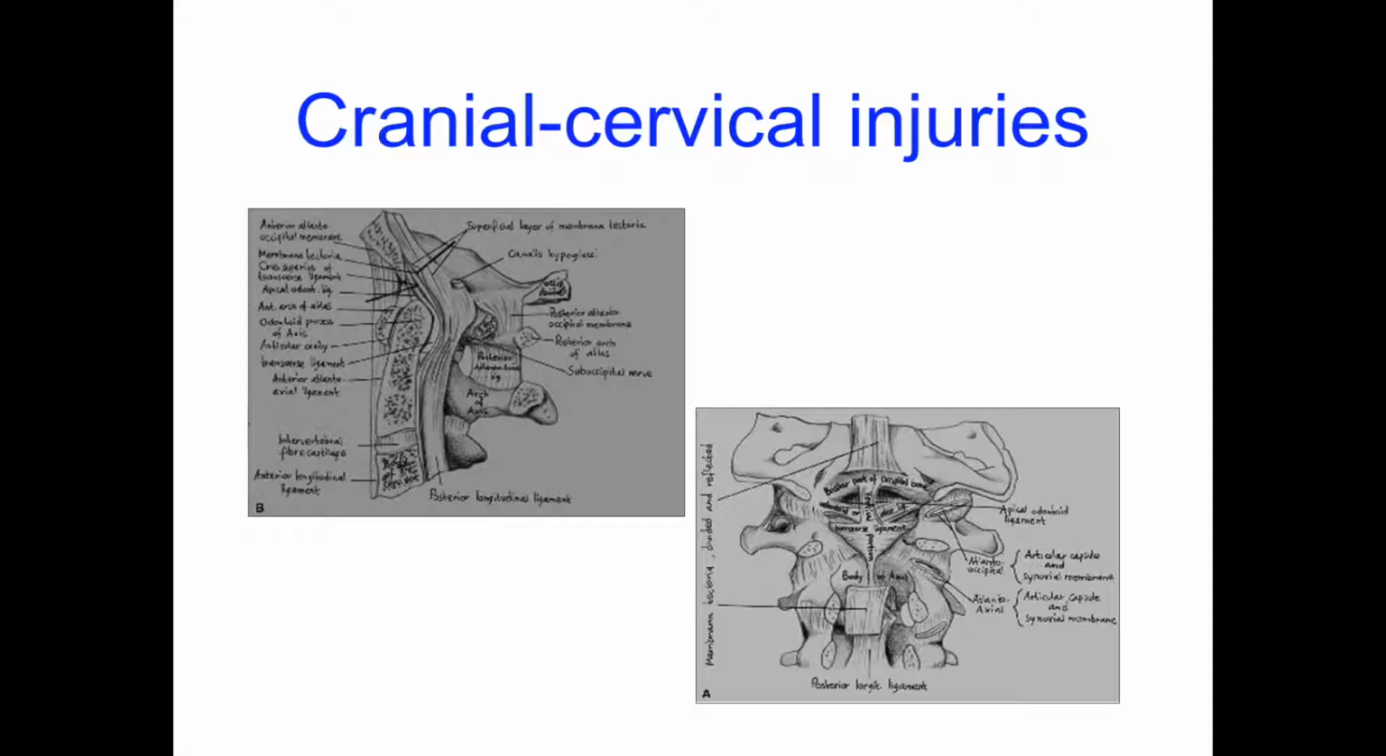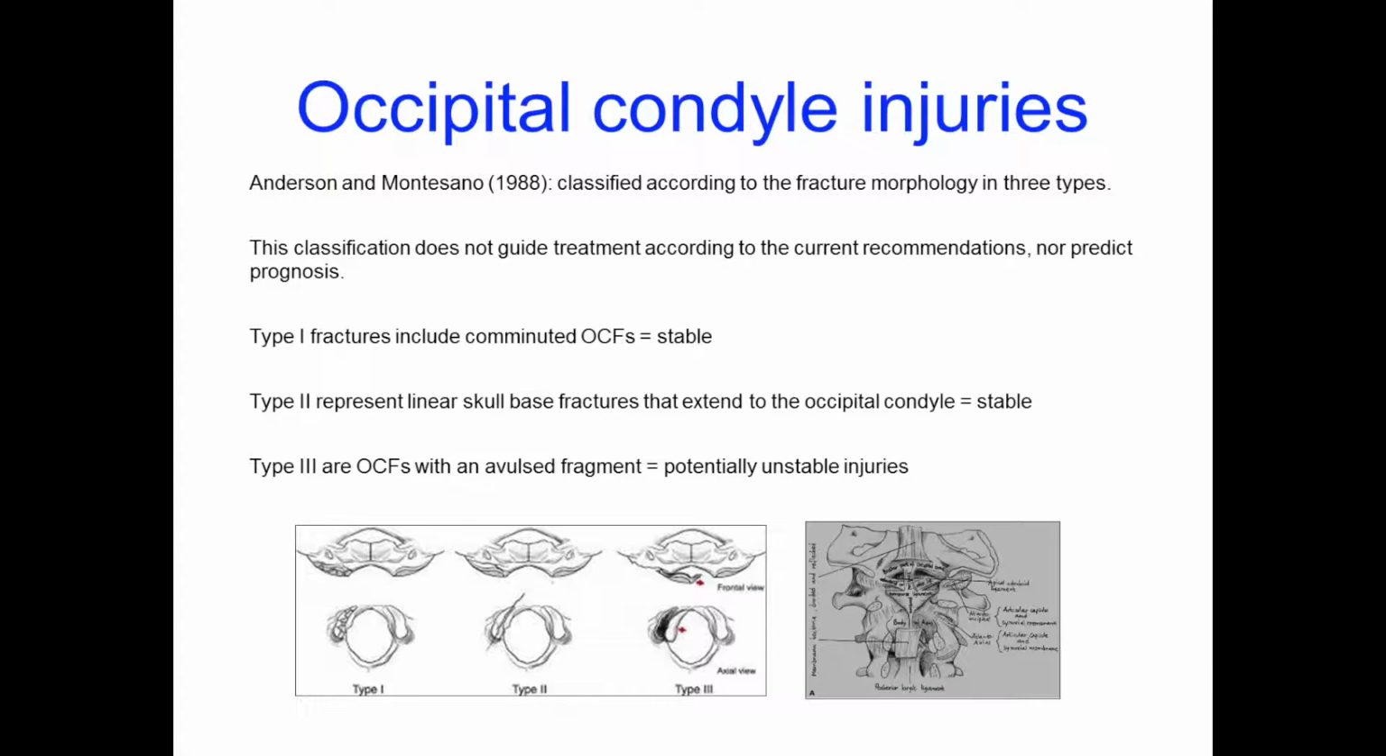So we're going to just start with our craniocervical injuries. Our occipital condyle injuries, firstly: Anderson and Montesano published the classification in 1988 based on the fracture morphology of the condyle. The problem with this classification is that it doesn't really guide our treatment and doesn't predict prognosis. But essentially, there are 3 types.